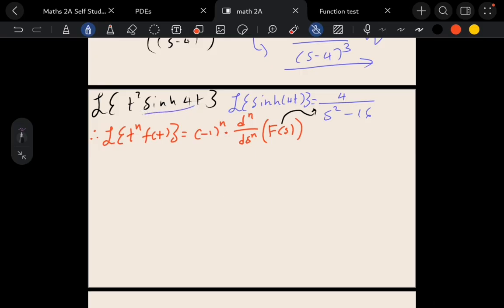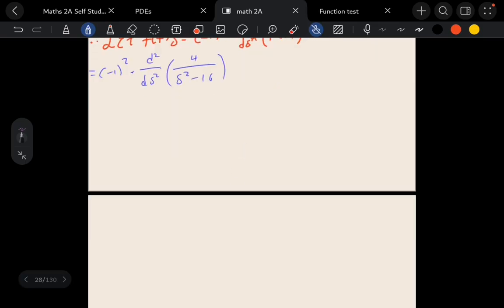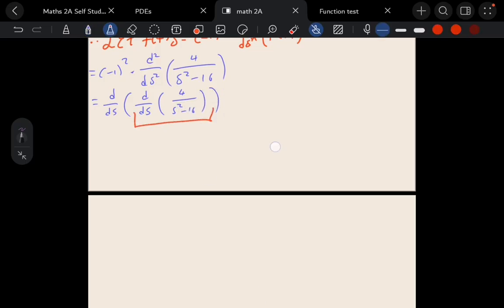And then the next thing that we need to do is plug the 4 over s squared minus 16 into this equation. So when we plug it in, we are going to have negative 1 all squared times d squared over ds squared in bracket 4 over s squared minus 16. The next thing you need to remember is that we first derive the inside and then derive the outside. What do I mean by that? I'm going to have d over ds in bracket d over ds in bracket 4 over s squared minus 16. So first things first, we need to derive the inside. How can you derive the inside?